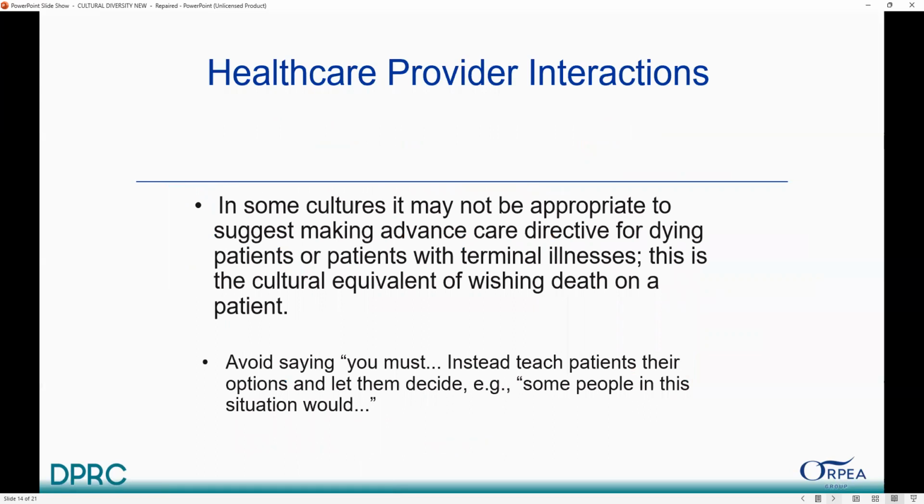Healthcare provider interactions. In some cultures, it may not be appropriate to suggest making advance care directives for dying patients or patients with terminal illness. This is the cultural equivalent of wishing death on a patient. Avoid saying you must. Instead, teach patients their options and let them decide.